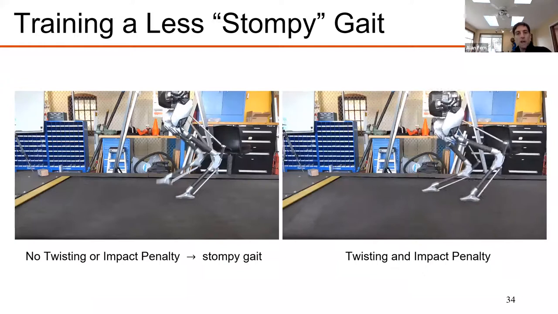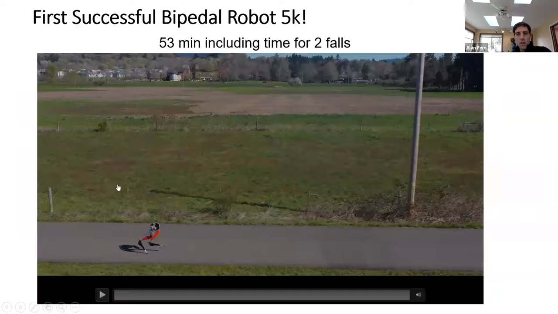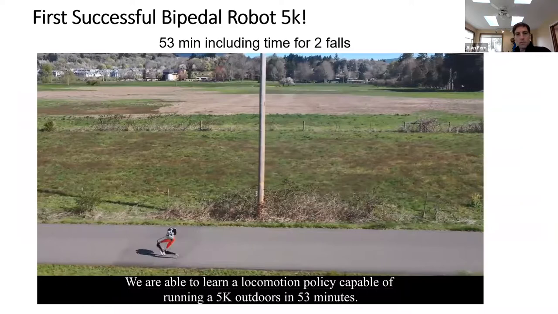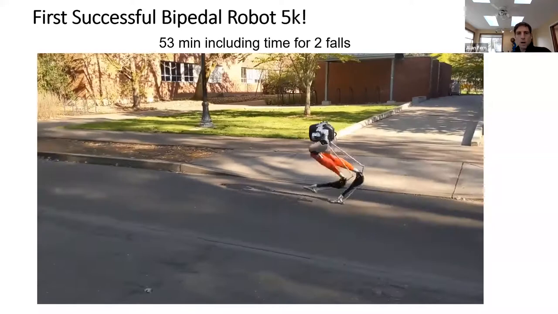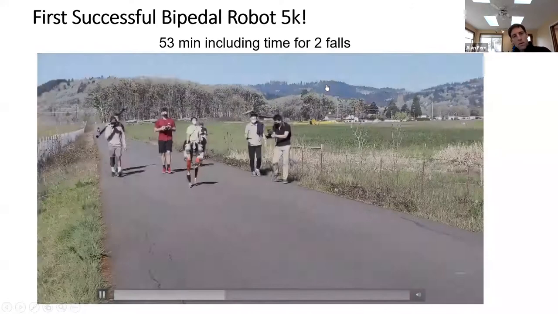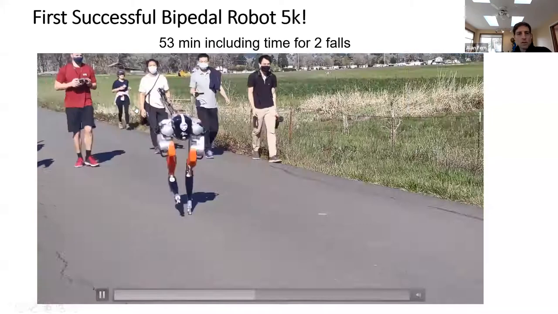So after that, we were able to run a 5K. This is around campus, outdoors. And this was the first successful 5K ever for a bipedal robot. And there were two falls. I wouldn't brag about this. I like this jogger in the background. I don't know what she's thinking about this.